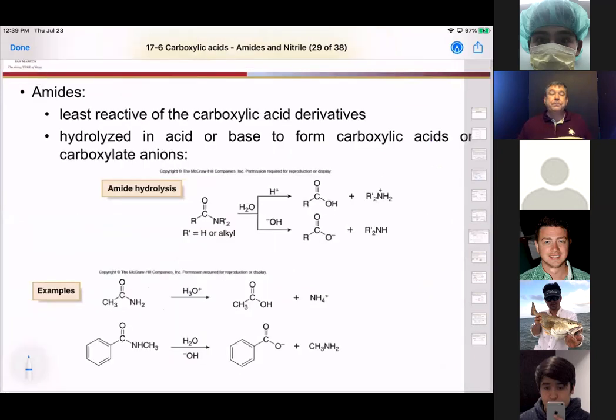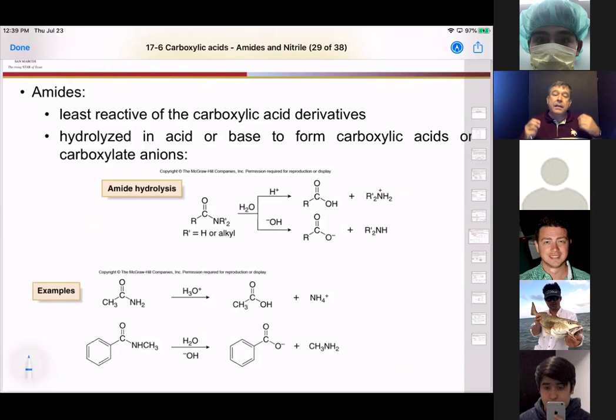Okay, so as I said before, we've moved down in reactivity. Amides are the least reactive of the carboxylic acid series, which means you cannot make an ester from an amide. You cannot make an acid chloride from an amide. The only thing you can make from an amide is hydrolyze it down to the carboxylic acid, okay?